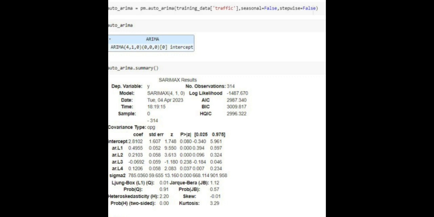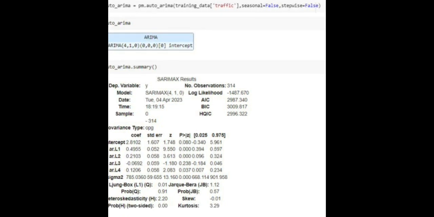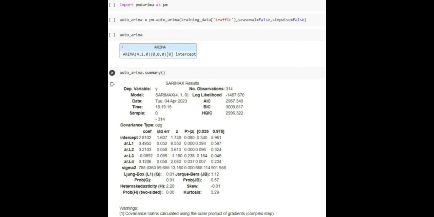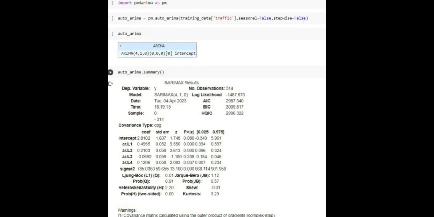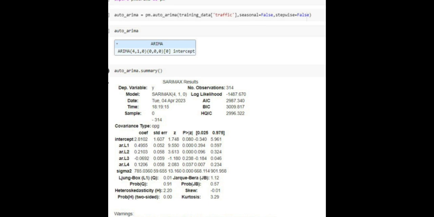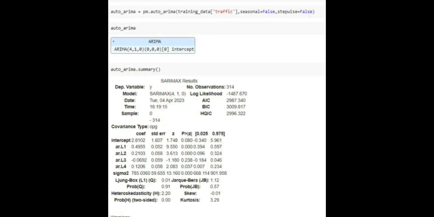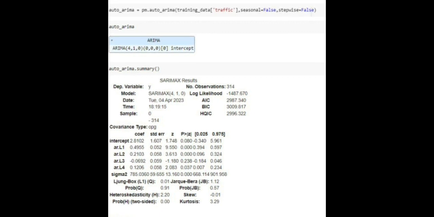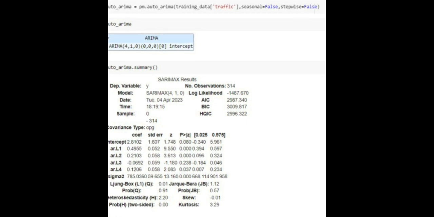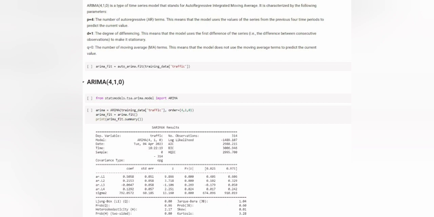It is suggesting an ARIMA of 4, 1, 0, which means an autoregression order of 4, an MA order of 0, and differencing of 1. This can be interpreted as the number of autoregressive terms, the degree of differencing, and the number of MA terms. P equal to 4 means that the model uses the values of the series from the previous 4 time periods to predict the current value. D equal to 1 means that the model uses first order differencing to make it stationary. Q equal to 0 means that the model does not use the moving average at all to predict future values. So P equal to 4, D equal to 1, Q equal to 0 will be the optimum value for our ARIMA model to forecast the data.